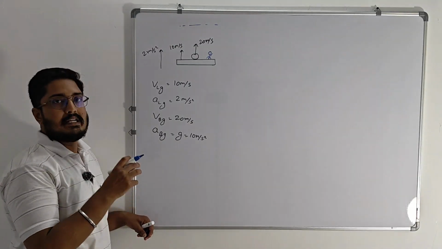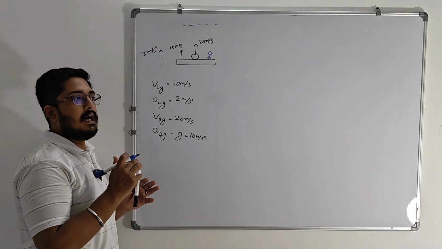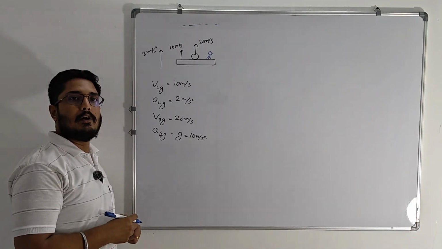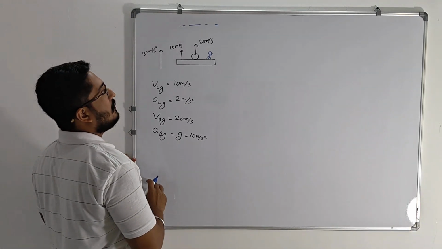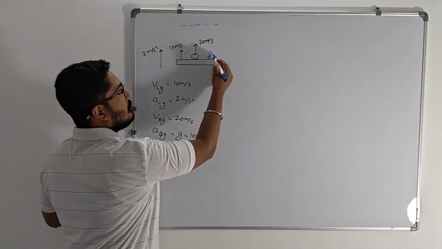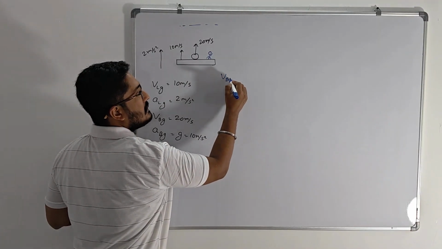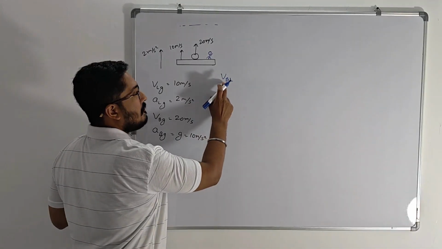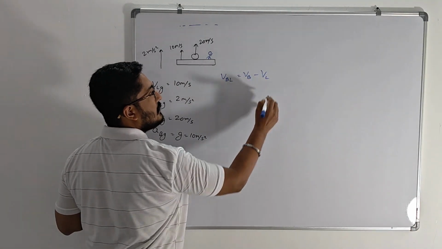If the observer of mine is in the lift, then what would the observer say? All the things I have to find now, all velocity, displacement, everything, I'll have to find with respect to the lift. That's the whole point, right? So I can say now, with respect to this observer, the velocity of the ball with respect to lift is nothing but velocity of ball minus velocity of lift.